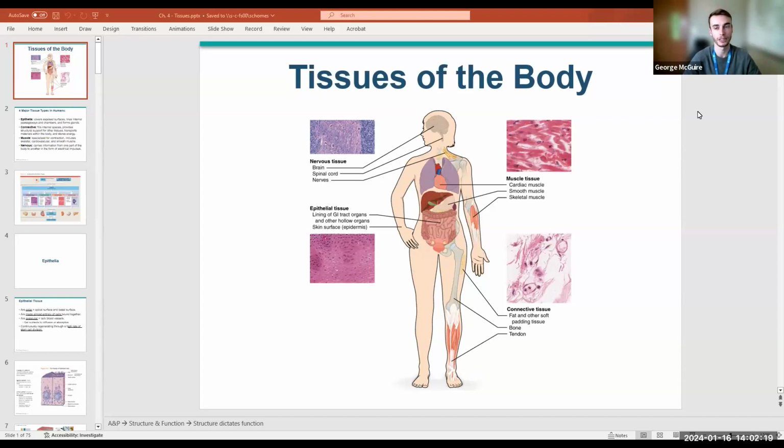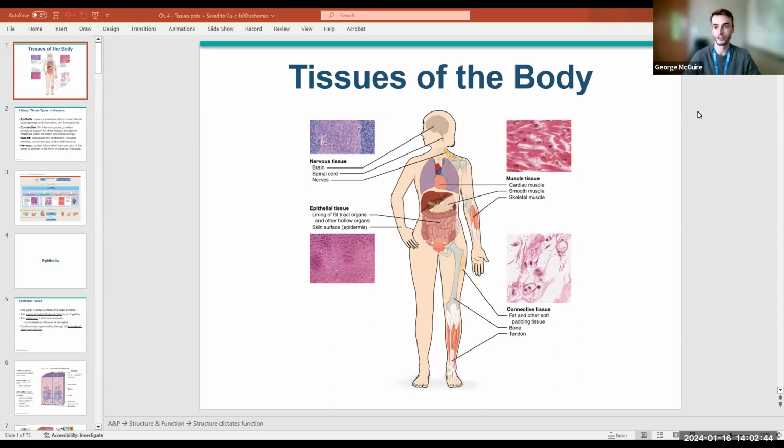There's a lot that you can determine about the function of a thing, of a cell, of a tissue, of an organ, based on the structure of that thing. And so I will look for as many opportunities as possible to point out those types of things and give practice with those types of things, analyzing structure in order to determine general function.